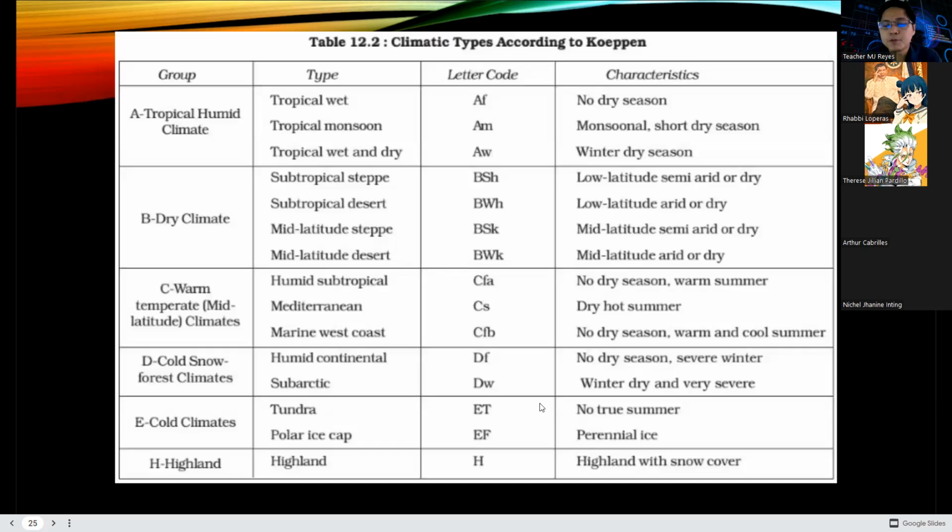These are a few classifications according to the Köppen climatic classification. Again, A, B, C, D, and E. The second letter is based on the rainfall. And so on.